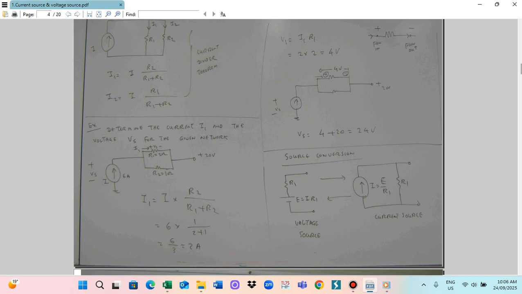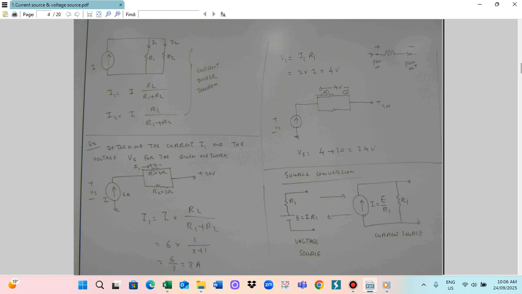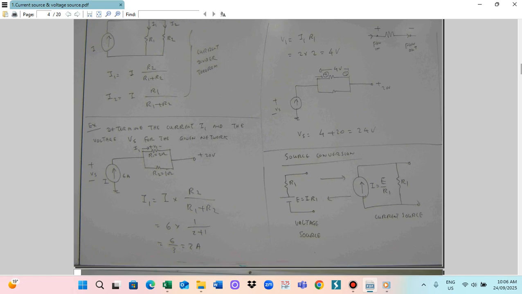So we use the potential divider and the current divider theorem. We need to find the voltage V1, and also the current I1 and the supply voltage Vs. The current is given, 6 ampere. So you can see that 6 ampere flows into the R1, R2.